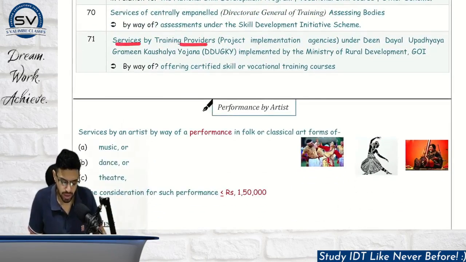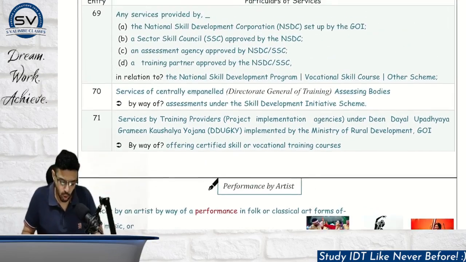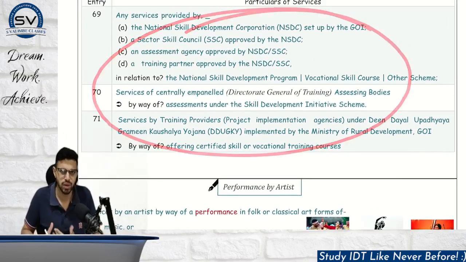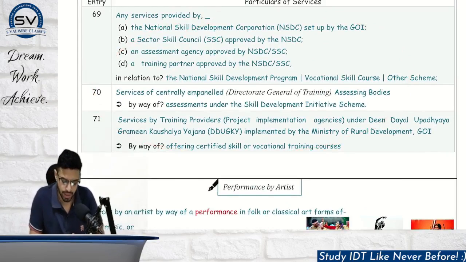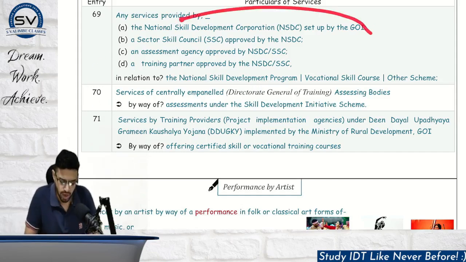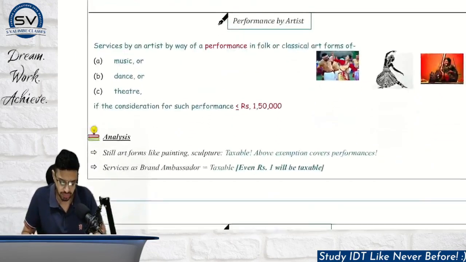Services by training providers under Deen Dayal Upadhyay Gramin Kaushalya Yojana implemented by the Ministry of Rural Development. What is the service? Certified skill or vocational training courses. So all these trainings, vocational training, skills related courses are exempt provided they are linked to this NSDC, some approved courses, some approved ministry. So exemption will be given, nothing to be learned very much in detail.